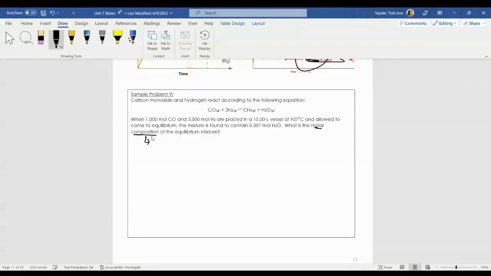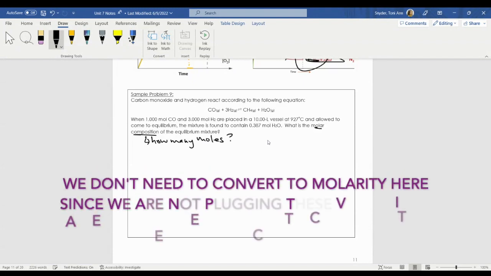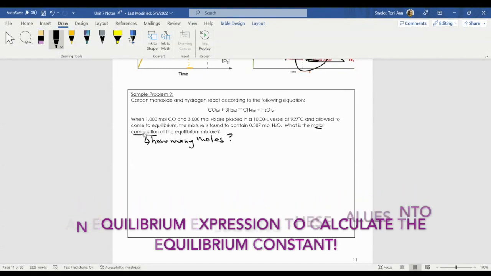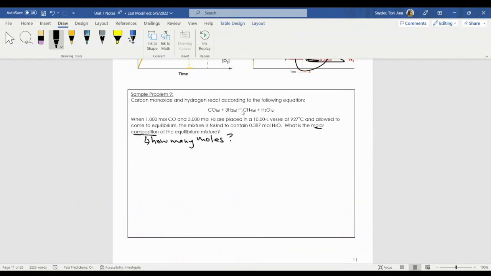So basically, we want to know how many moles of each reactant or product are present in that particular example. So it's not asking for the molarity, it's just asking for molar composition. So we're just going to keep this in units of moles to make it a little bit easier. So I'm going to rewrite this equation here. Carbon monoxide reacts with some hydrogen, and that's in equilibrium with methane and water.